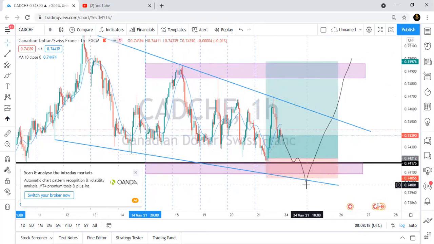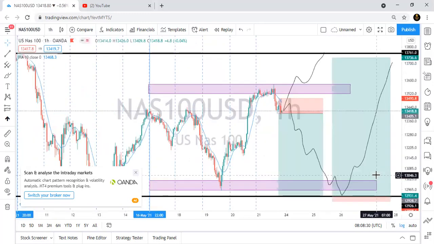But if it breaks down and retests, because this is a very key level, weekly demand zone, if it breaks it, then I'll wait for the retest and continue down. All right, we are done. So we are done.